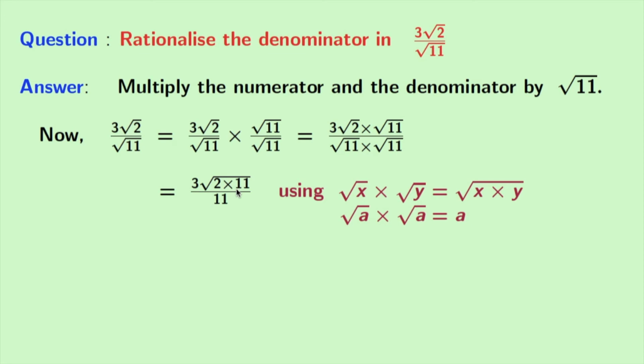Again, we have to simplify the numerator and we have 3 root 22. And in the denominator, we already have 11. So, our goal is achieved. And this is the answer.